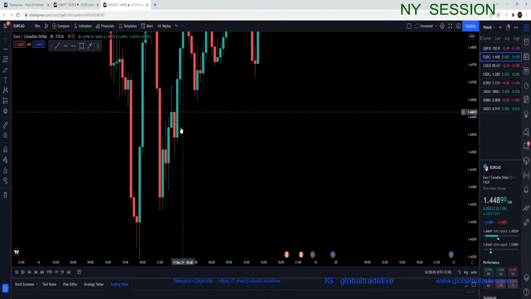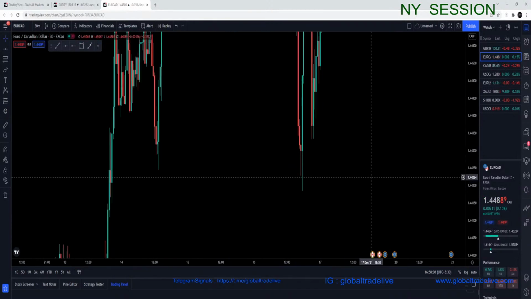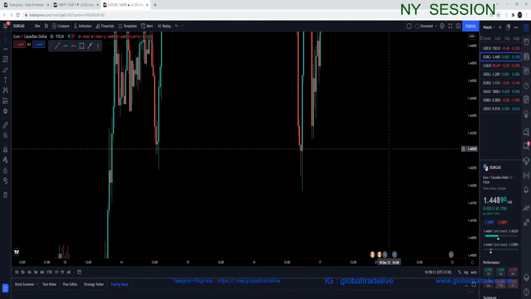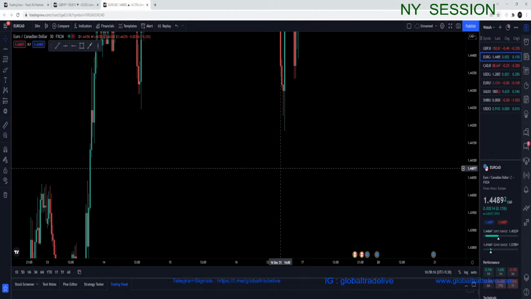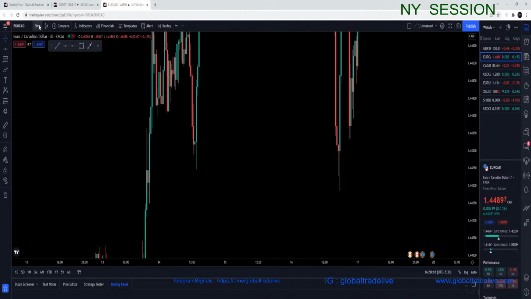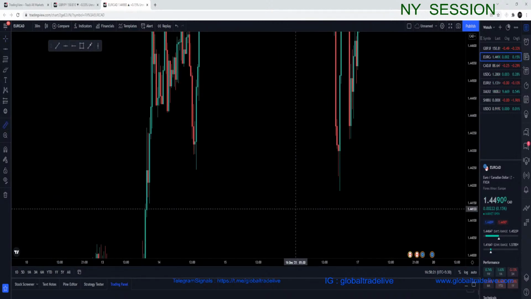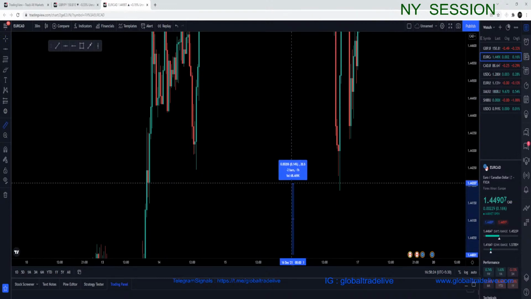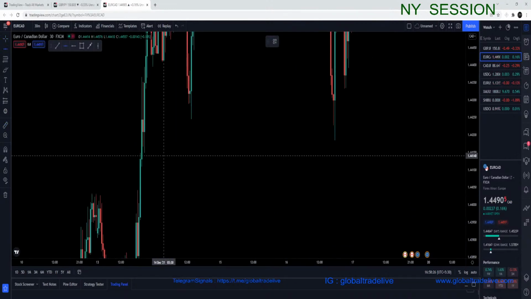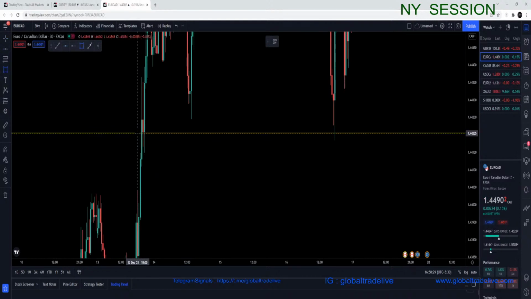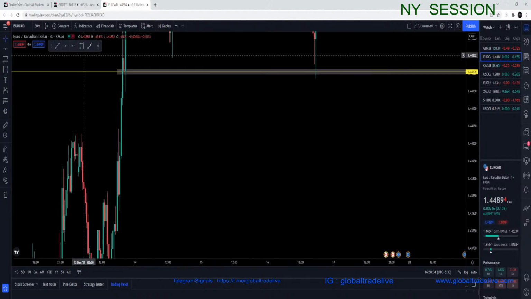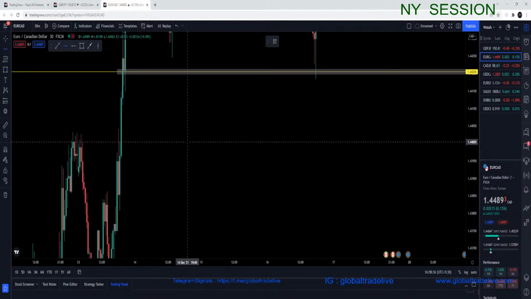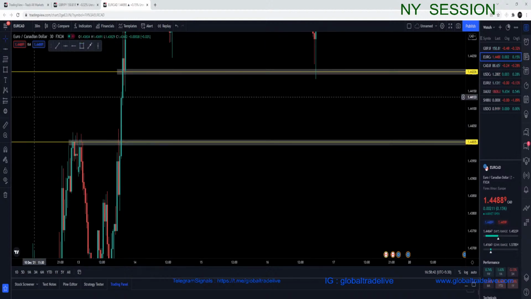This range is just 13 pips. I think I'm gonna sell below this area. So I'm gonna definitely sell below this area in EuroCAD, because we are having range till this area, and this range is about 20 pips.